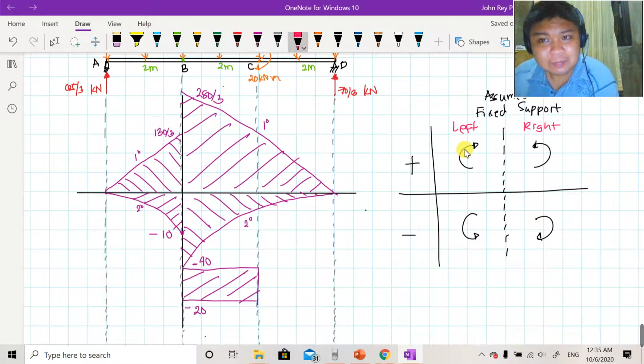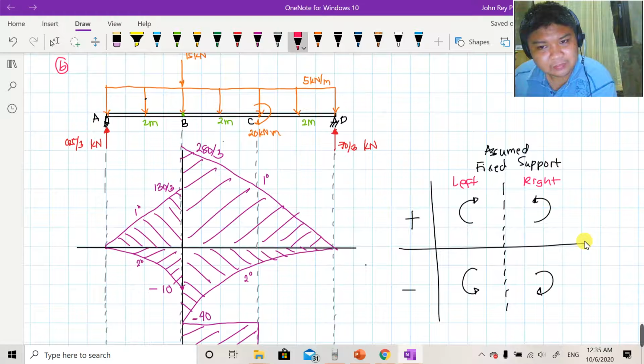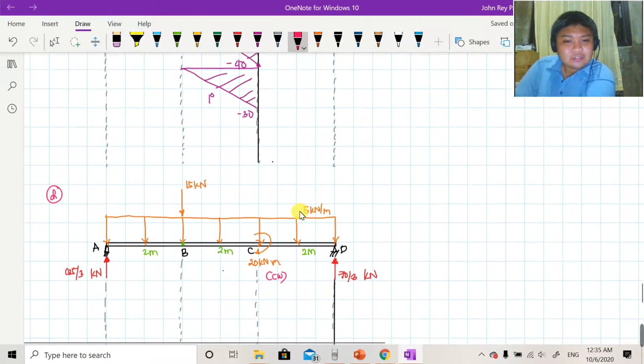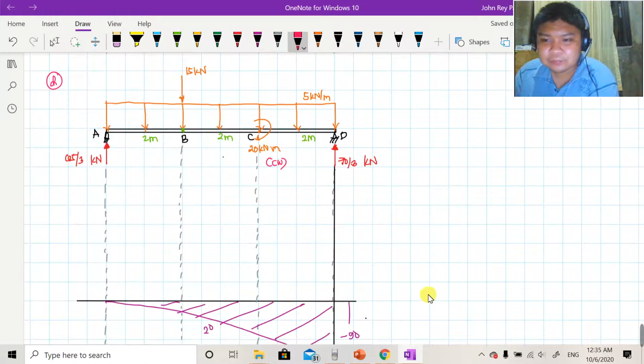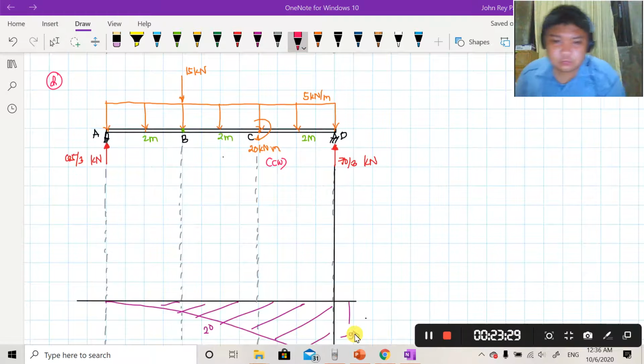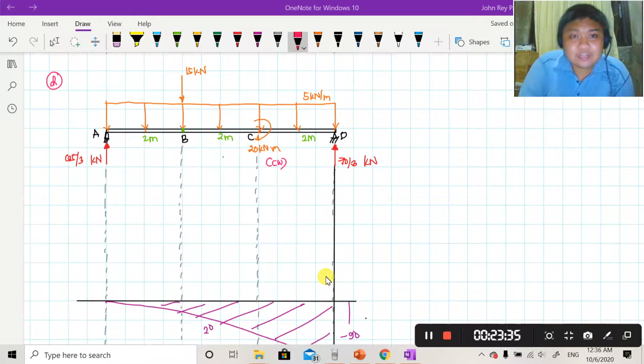Yes. Kaya nga dapat mag-ingat ka, class, sa moment. I am giving you this guide para hindi ka malito. Assume fixed load. Kung nasa kaliwa yung moment, dapat clockwise ang positive. Sa pagkakataong ito, class, itong 20 kilonewton meter natin is considered as a positive moment.